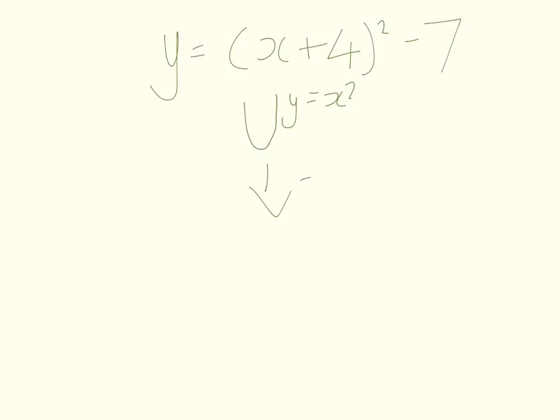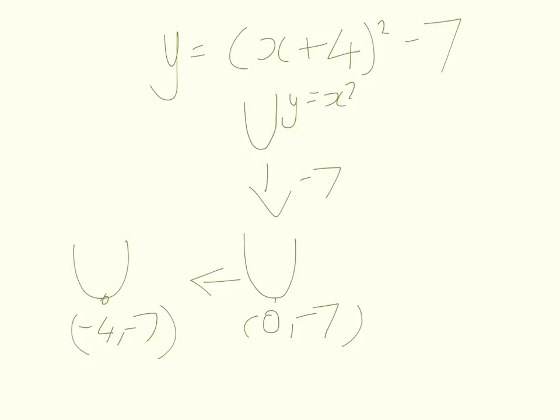We know that it's moving down 7. So this would now be 0 minus 7. It's moving 4 to the left. So our turning point is going to be -4, -7. Or you could simply recall that the turning point is the negative of this term and the term at the end.